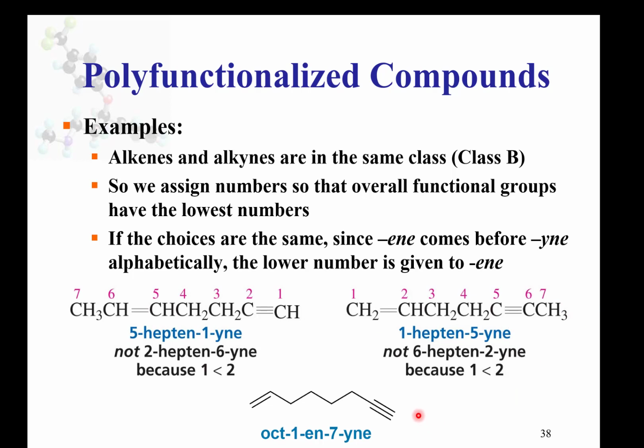Now for this final compound, whether we number from the left to the right or the right to the left, the same numbers occur for the carbon-carbon double bond as well as the triple bond, that is 1 and 7. In this case, either way we number it, the numbers are still 1 and 7. So in this case, you give 1 to the double bond because e for the ene comes before y for the yne. So it's oct-1-en-7-yne.